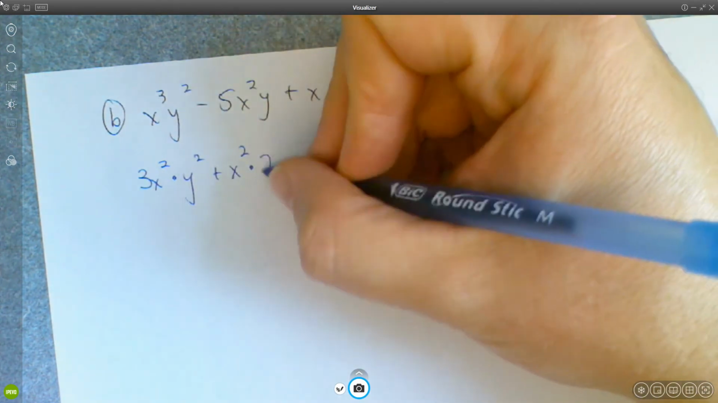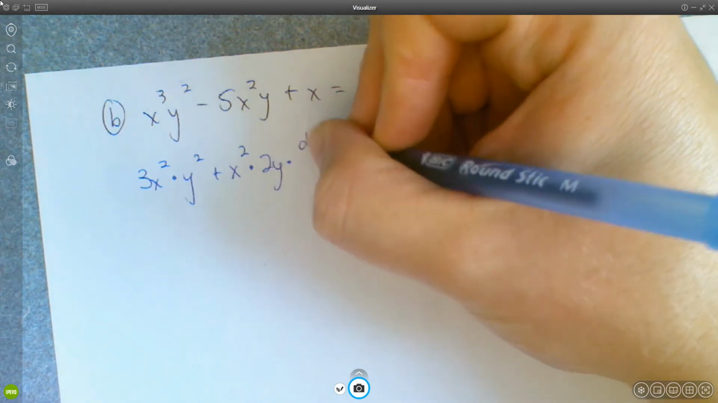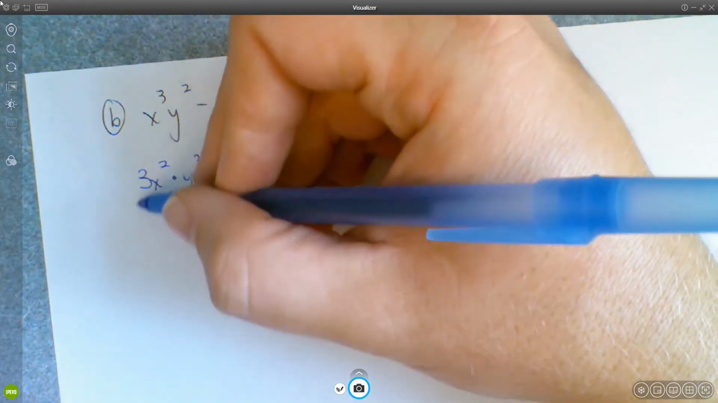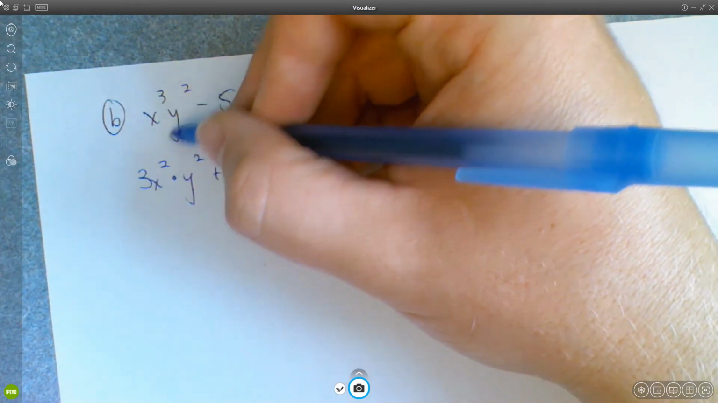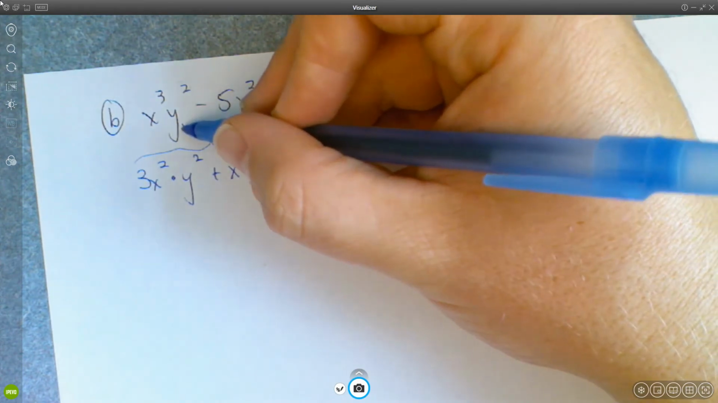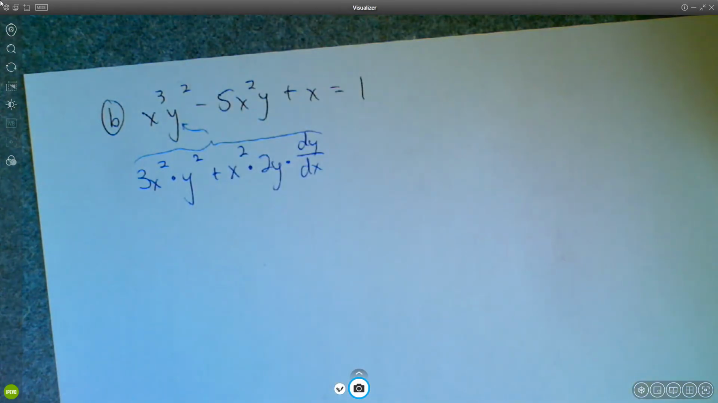Now that's going to be 2y, and this time I do need a dy/dx. Okay. So this is just for x cubed y squared. Okay, that's the derivative of x cubed y squared.